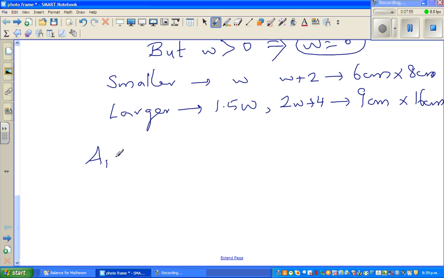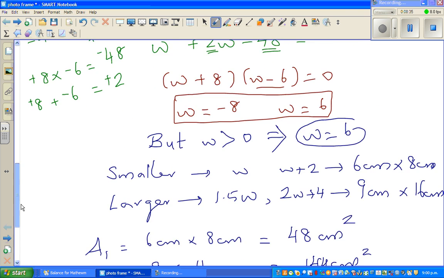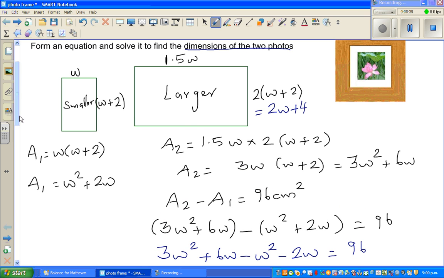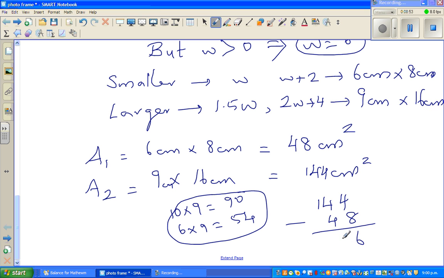Let me confirm the answer. A1, the area of the smaller photo, is 6 centimeters times 8 centimeters, which is 48 centimeters squared. And A2, the area of the larger portrait, is 9 centimeters times 16 centimeters. 10 times 9 is 90, and 6 times 9 is 54, so that is 144 centimeters squared. What did we write? We wrote A2 minus A1 is 96. Is our answer consistent with what we wrote? 144 take away 48 does give you 96. Am I right? Yes, so you are perfectly right. So you should get an Excellence. See you.